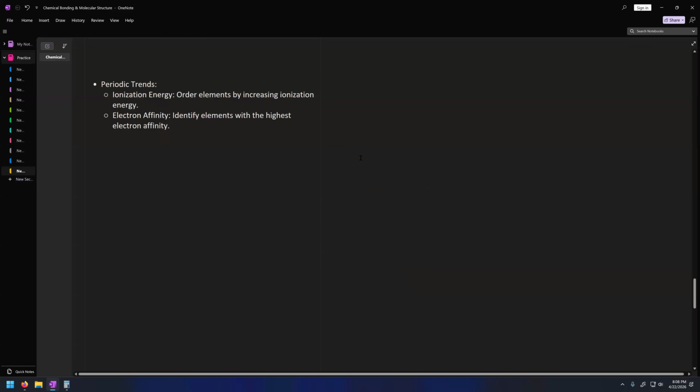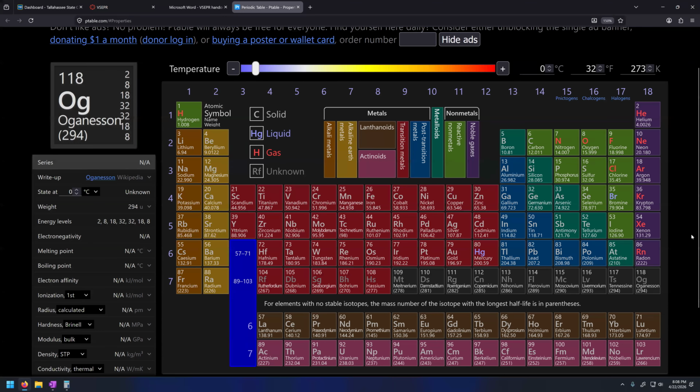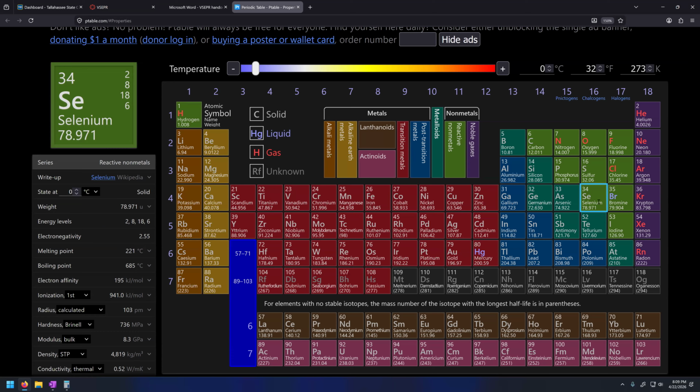So let's try to predict which of 3 elements would have the highest first ionization energy. Looking at a periodic table, let's say, do we expect bromine, iodine, or selenium to have the highest first ionization energy?